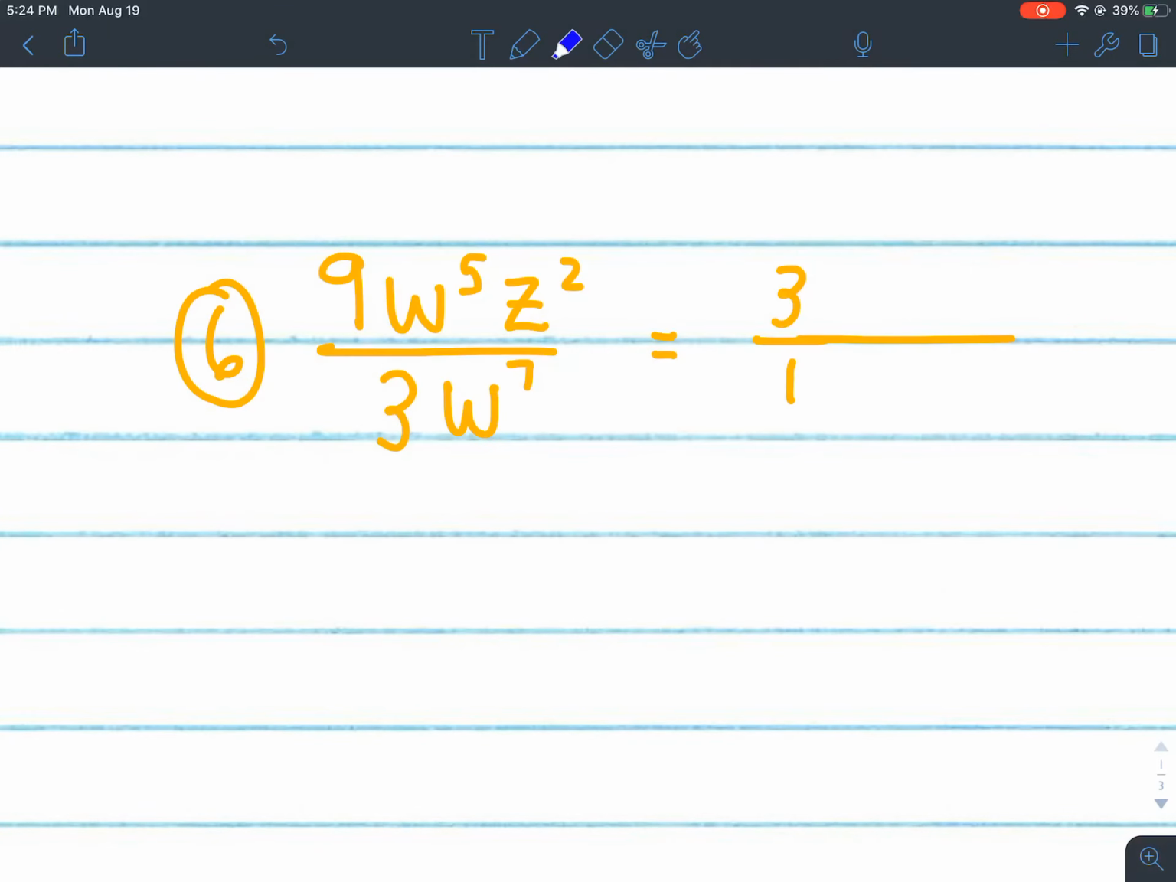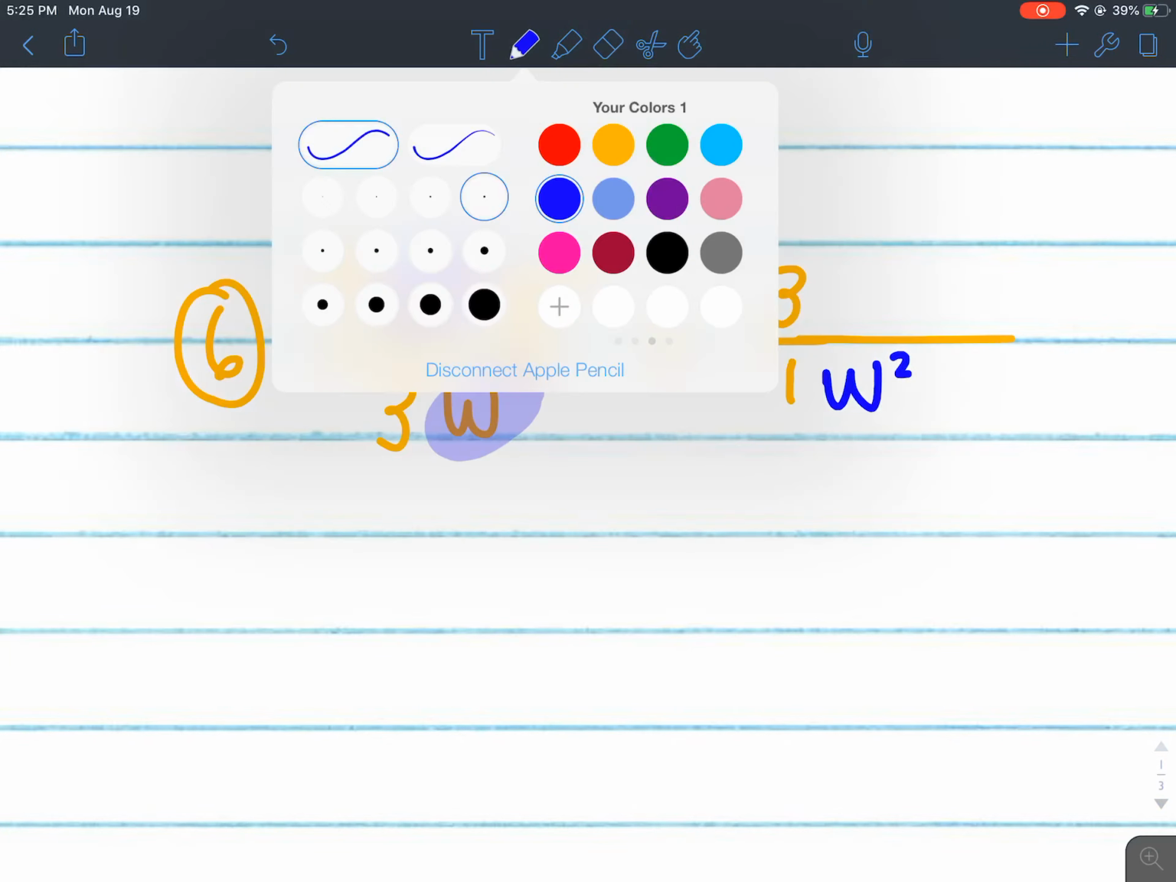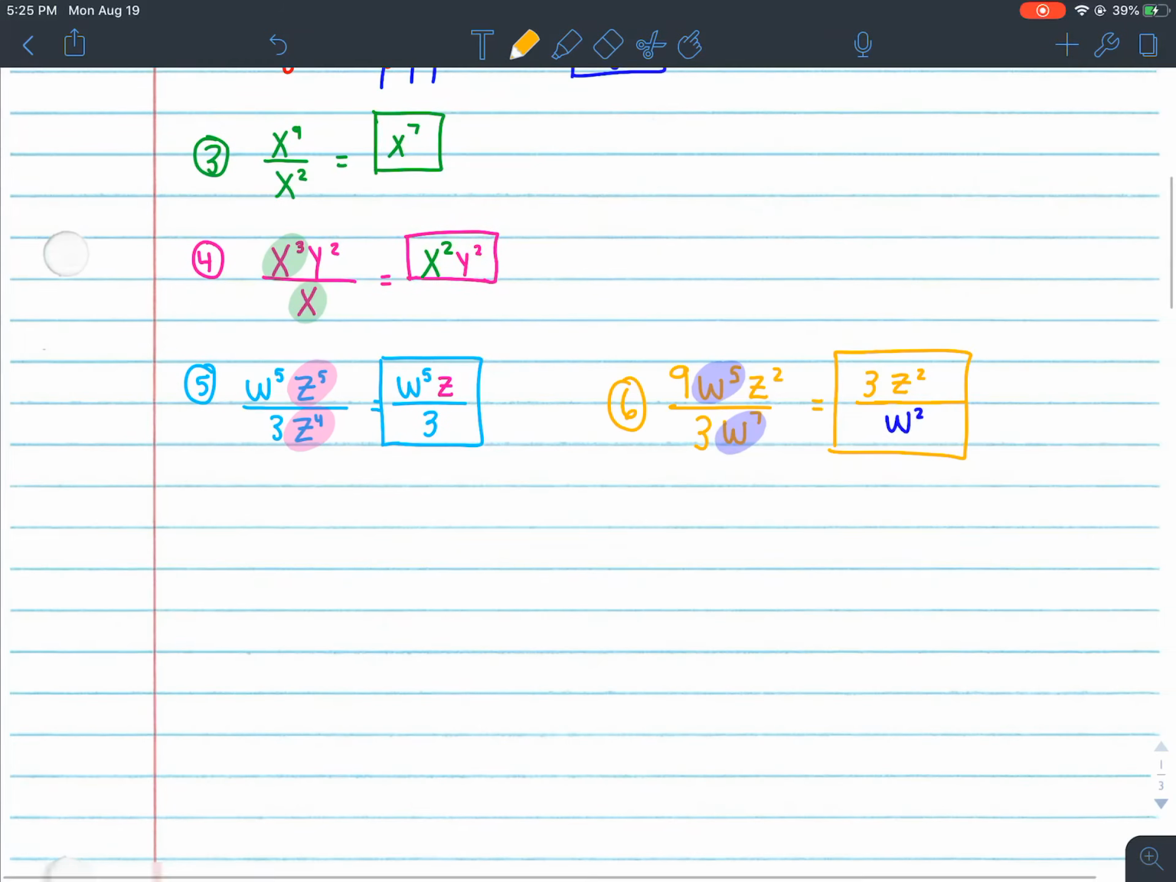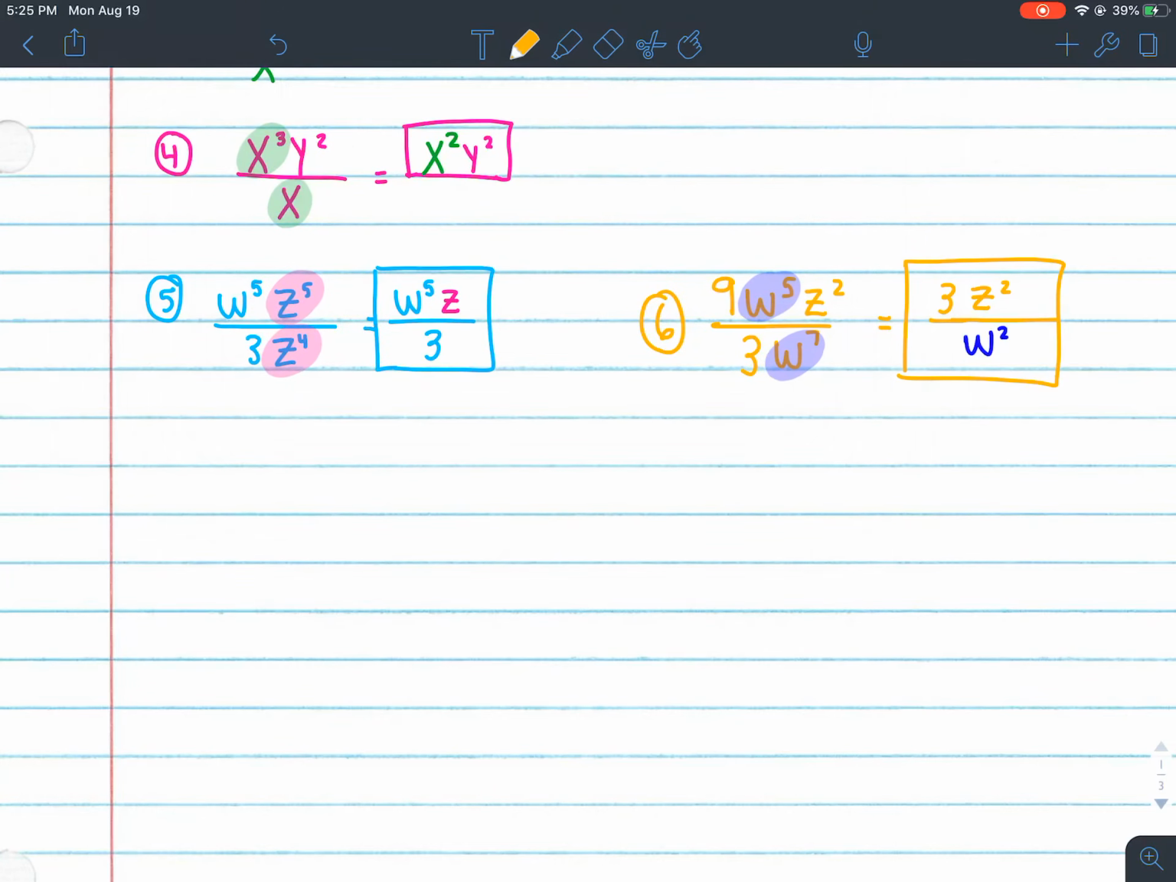All right, so let's look for some more like bases. Well, I see I have w to the 5th and I have w to the 7th here. Well, where do I have more w's? I have more w's in the denominator, and I have 2 more on the denominator, so I have 2 there. So 7 minus 5 is 2, so you take the difference, just like earlier. And then the z's, there's nothing that you can do with them. There's nothing that you could simplify, so it stays up in the numerator. And then at this point, I'm going to erase my 1, and I'm going to circle my final answer there. All right. Let's go on to number 7.